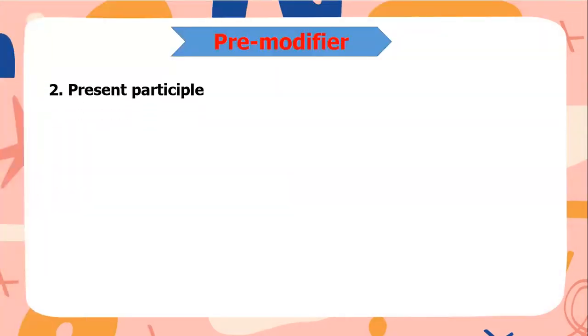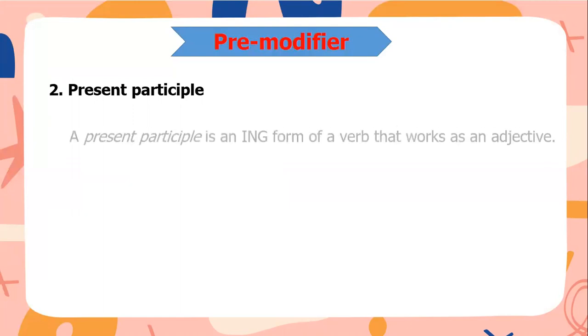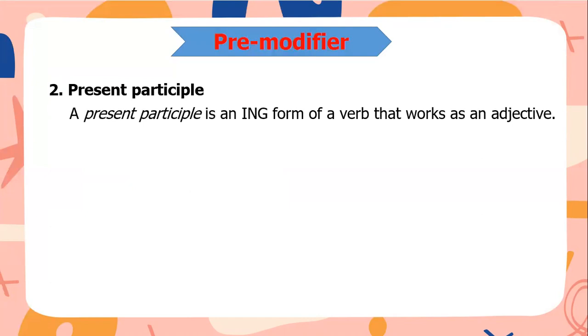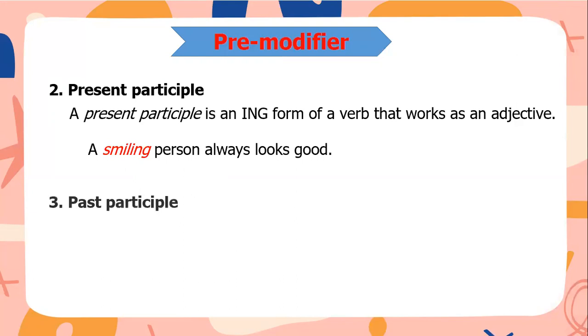The second type of pre-modifier is the present participle. A present participle is an ing form of a verb that works as an adjective. So we'll have an example. We'll have one noun and modify it. A smiling person always looks good. Smiling is the present participle, ending with ing, and modifies the noun, which is person.